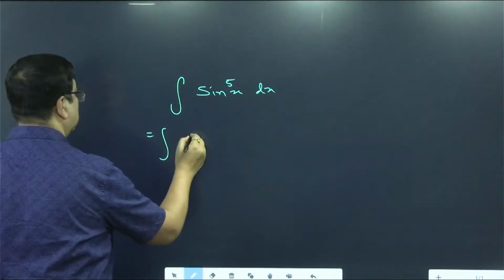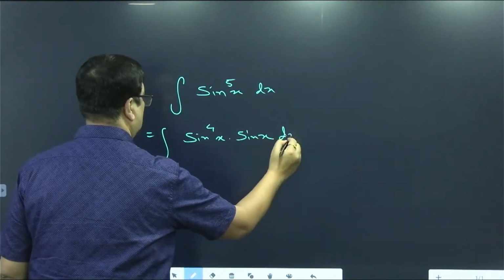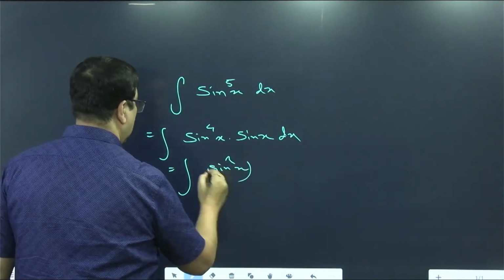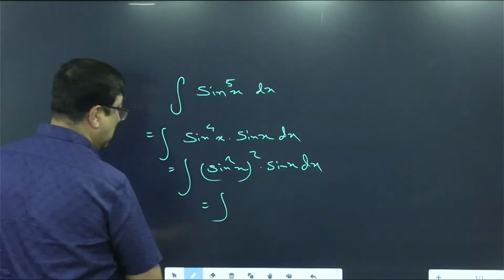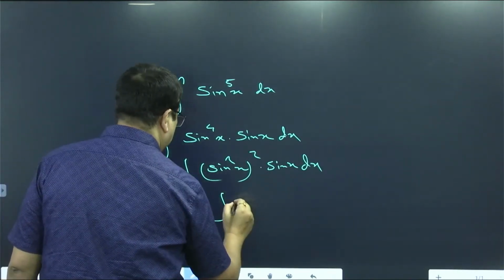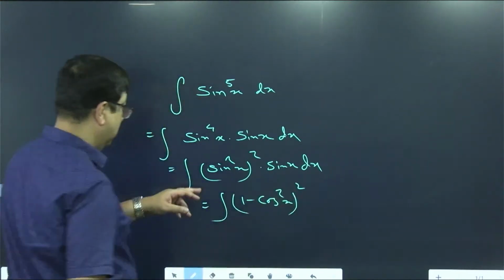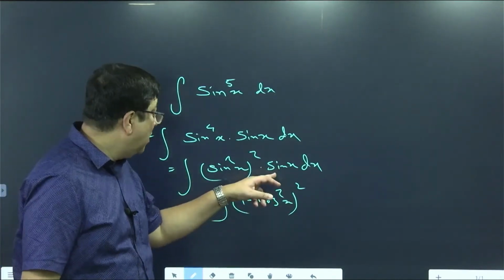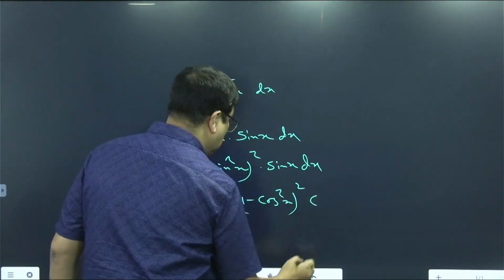Therefore, you can write this as sin square x whole square into sin x dx. Today totally basic integrals will proceed, and in the next class we will do the standard integrals. So 1 minus cos square x whole square, with sin square x as 1 minus cos square x, because the derivative of cos x is sin x. Therefore, plus and minus does not matter here.